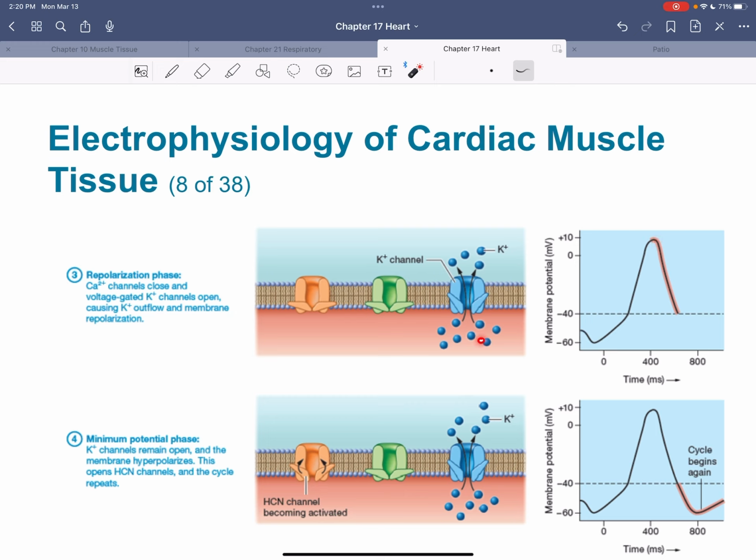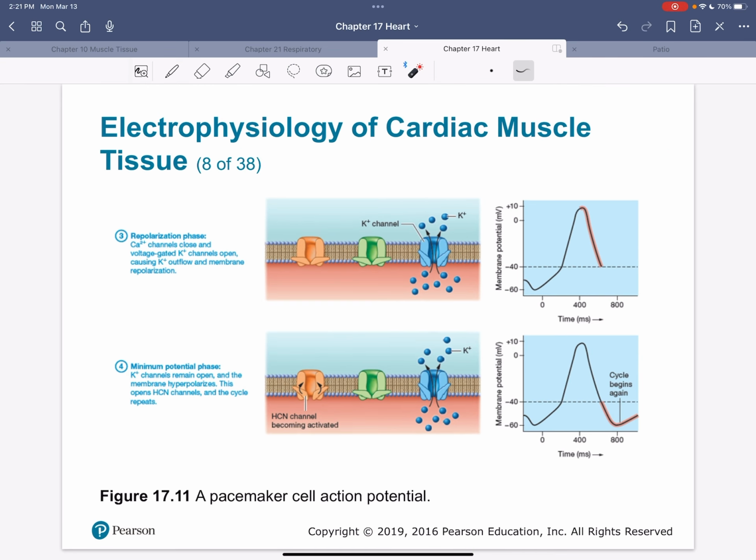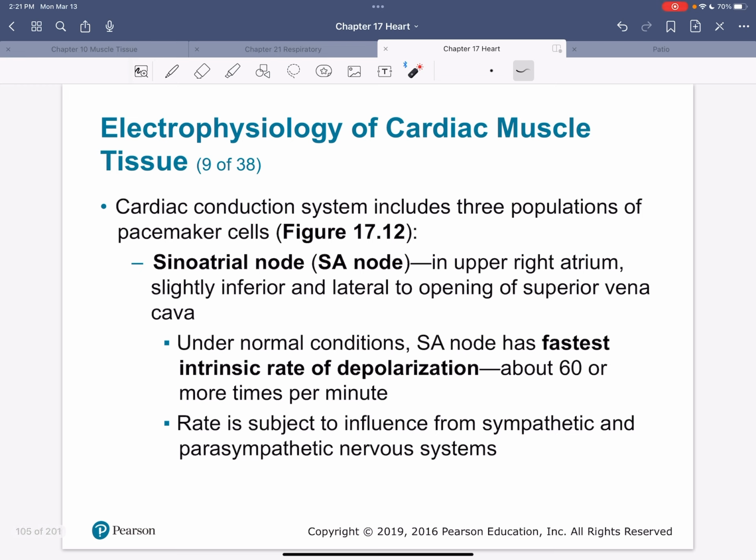And remember, there's much more potassium inside versus out. And we get potassium rushing out at this point. And we can see, because they're positive, they're leaving the inside of the cell. I'm becoming more negative. And then I actually overshoot. So you can see down here, I overshoot and I hit a hyperpolarized state. And of course, as soon as I hit the hyperpolarized state, HCN channels will open and I begin the cycle again. All right, we're going to stop there.